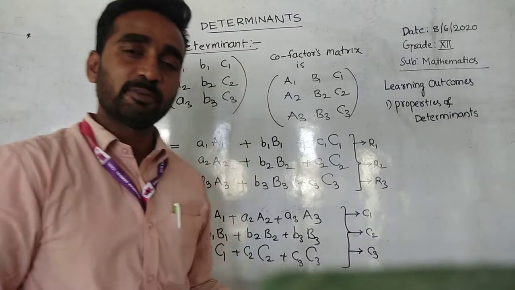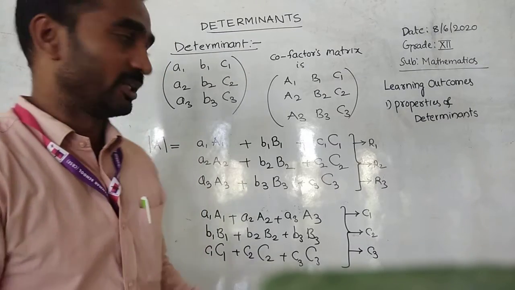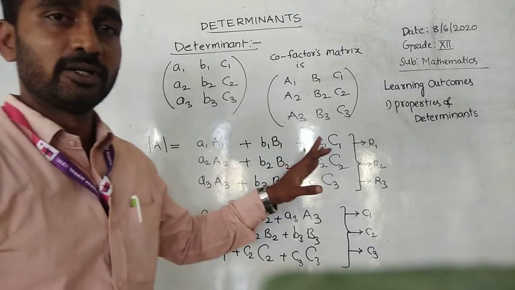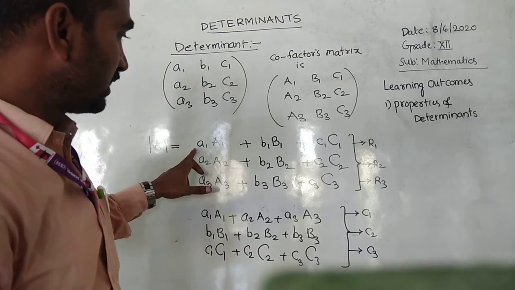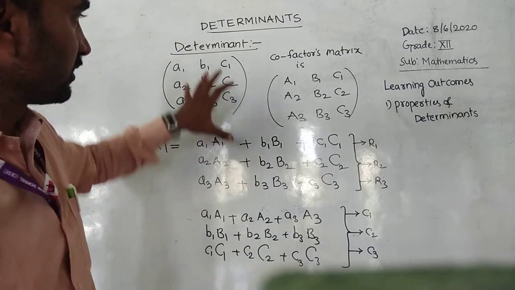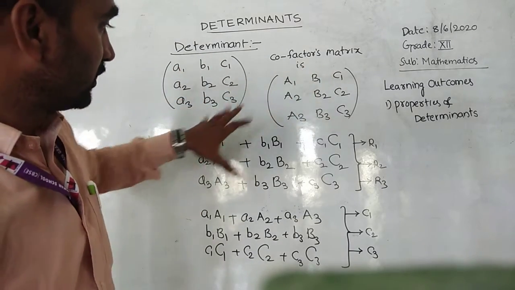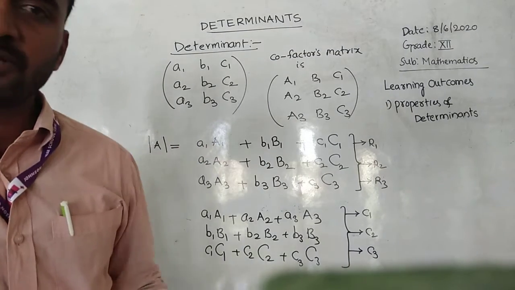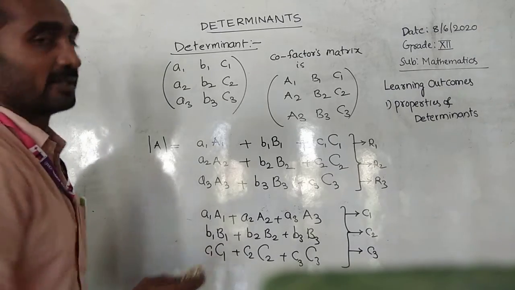Any method you apply, the result is the same. The determinant is the same. You can opt for any one. So generally we will apply by expanding row 1. The determinant is the sum of the products of the elements and their corresponding cofactors. These are the given elements, these are their corresponding cofactors. Now the sum of the products of elements and cofactors. So I will take one example, then how to find the determinant of a 3 by 3 matrix.